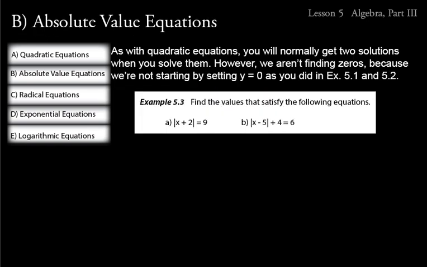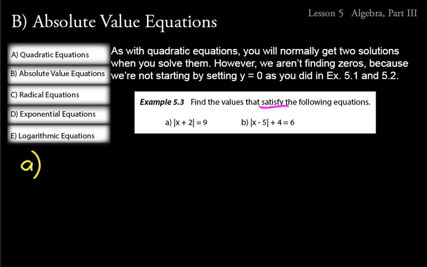Let's move on to part B in absolute value equations. And as with quadratic equations, you normally get two solutions when you solve them. However, we're not finding zeros here because we're not starting by setting y equals 0 as you did in example 5.1 and 5.2. What we're doing is we're finding the values that satisfy the following equations. So for example, in A, we're finding the value or values that make that left side equal 9. Not 0, but what makes that 9.